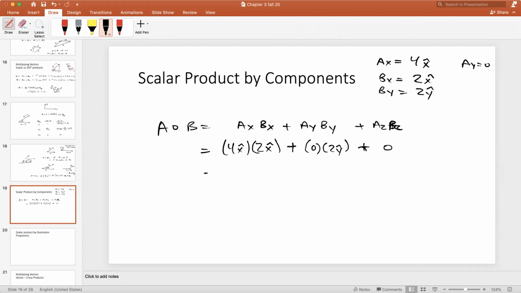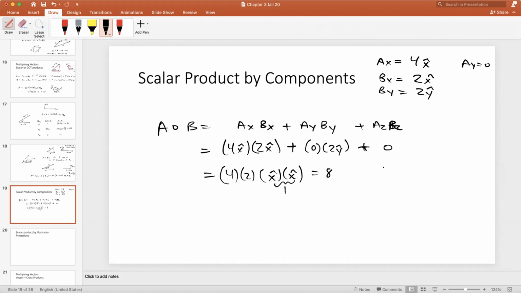So this term goes away, and what I get is 4 times 2 times x hat times x hat, okay? These become 1. X hat times x hat gives you 1, and it just goes away. So what we get is 8. There's no x hat there, there's no y hat, it's a scalar. We simply get 8. The answer is 8, okay? Now, what if we wanted the angle? How would we find the angle between them?